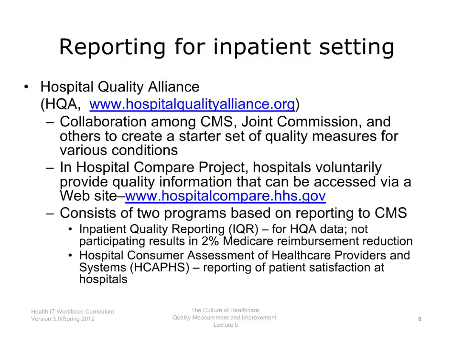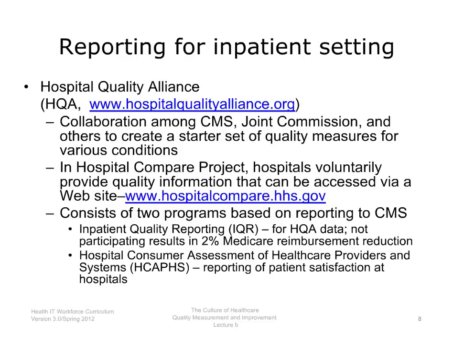There are also quality measures for inpatient settings. Much of this activity focuses on an organization, actually a collaboration of organizations, called the Hospital Quality Alliance, or HQA. The HQA includes the CMS, the Joint Commission, and others who have created a starter set of quality measures for various conditions initially focused in 4 areas. The Hospital Compare Project is a voluntary program where organizations that submit these quality measures have them published on a website so individuals can compare one hospital with another with regards to these quality measures.